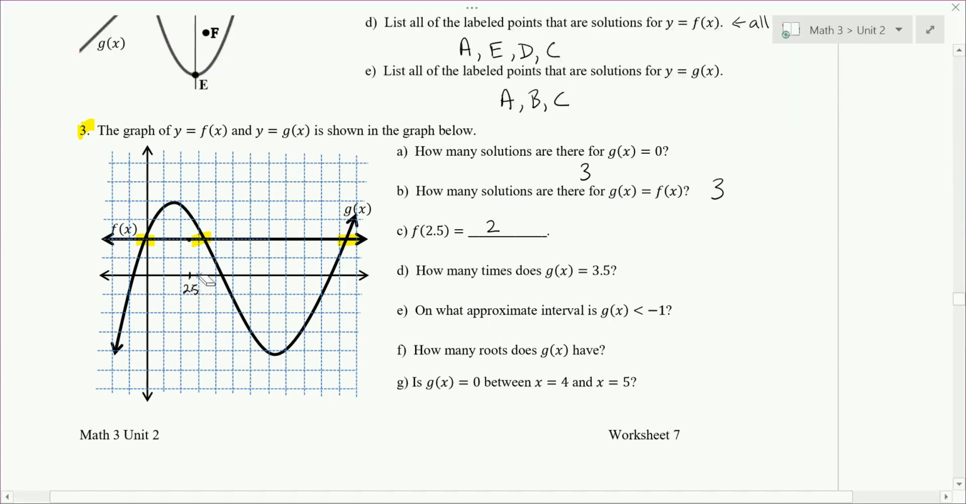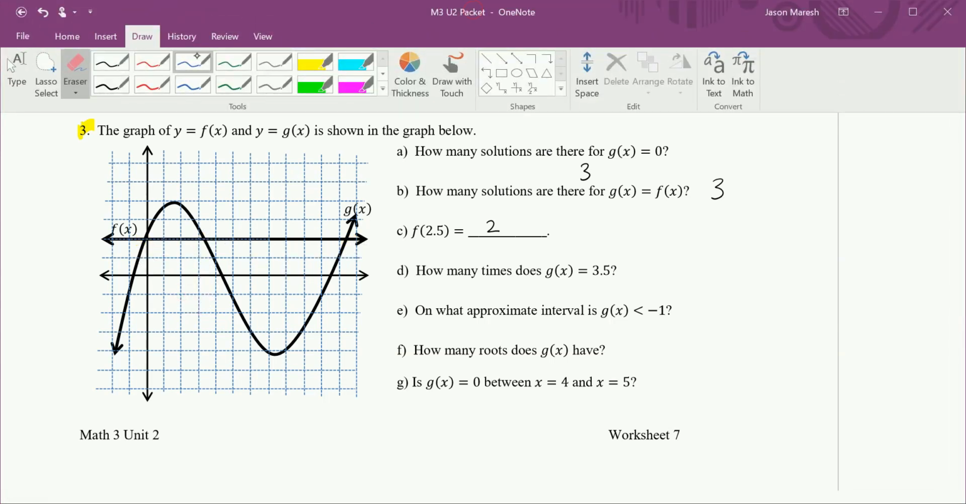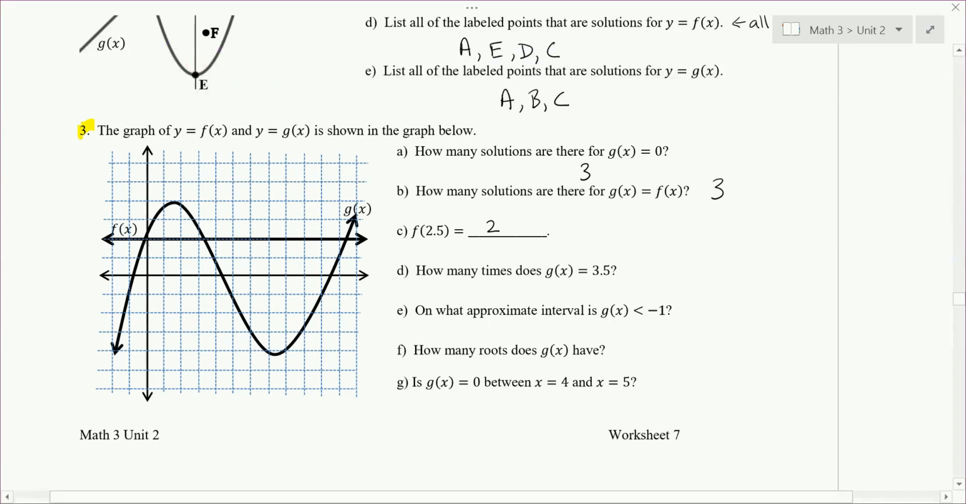So that 3.5 is a y value, and I'm going to label or find out where 3.5 is on the y-axis. It's about right here. And imagine a horizontal line going through 3.5 and ask yourself, how many times would g cross that? Well, 1, 2, and then eventually 3. The arrow doesn't cross it on the graph that we see, but that arrow means it's going to eventually go through that graph. So 3 spots.